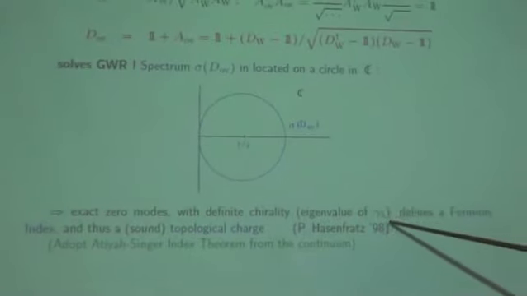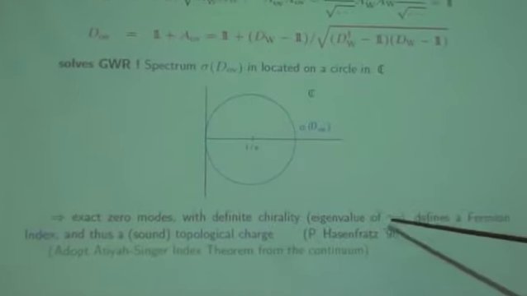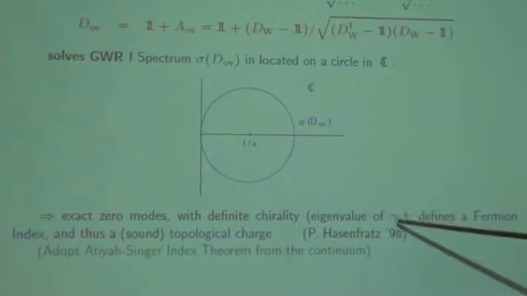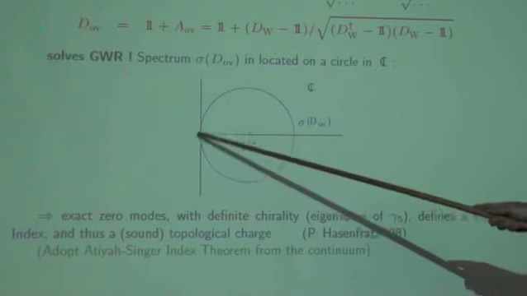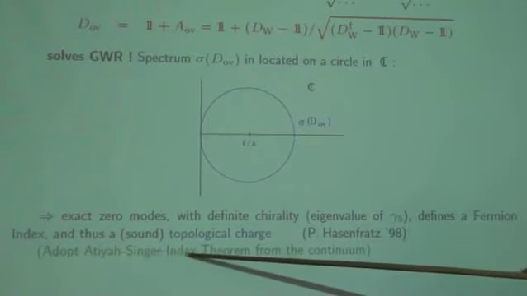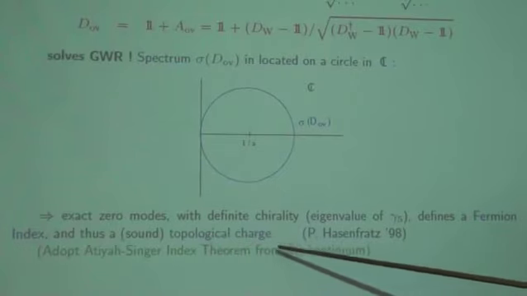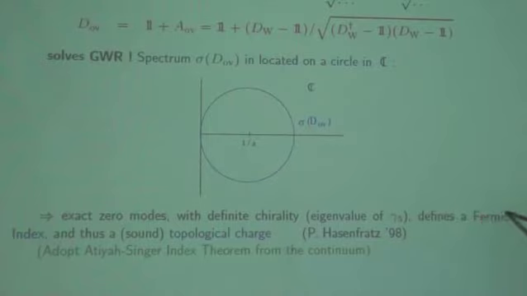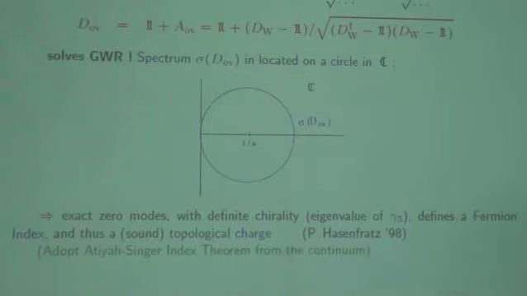And moreover, gamma 5 has then eigenvalues which have a chirality ±1. This is the spectrum of gamma 5, and this is known in the continuum as the fermion index. Since the zero modes are still exact, we can introduce such an index also on the lattice, and there is a famous theorem, the Atiyah-Singer index theorem, which says this is the same as the topological charge in the continuum. Now if we have on the lattice such a fermion index, we can use this to define the topological charge on the lattice.